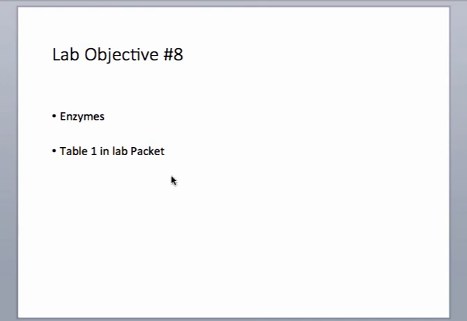So if you look at table 1 in your lab packet, there's a nice list there. And basically it shows you the enzyme, where it's produced, what it breaks down, that's the substrate, and then the site where it breaks it down. So for example, if you look at the first one, salivary amylase, that's produced in the salivary alveolar glands, and the substrate is carbohydrate, so it breaks down starches in the mouth.